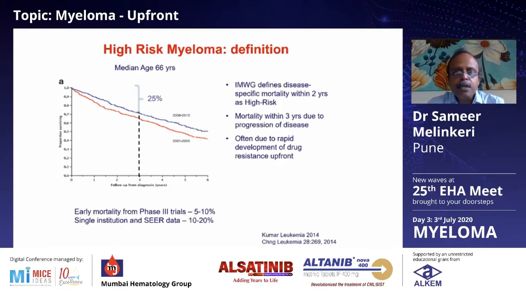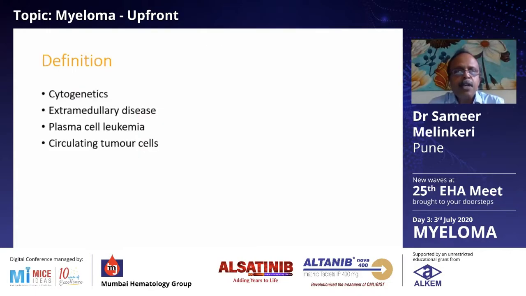But of course, this is a retrospective definition, and you need to define patients right from the beginning when you diagnose the patient. So the definition of high-risk myeloma can consist of these parameters: cytogenetics at diagnosis, presence of extramedullary disease, plasma cell leukemia, and the presence of circulating tumor cells not amounting to plasma cell leukemia, something new.